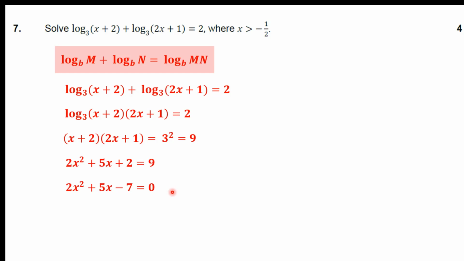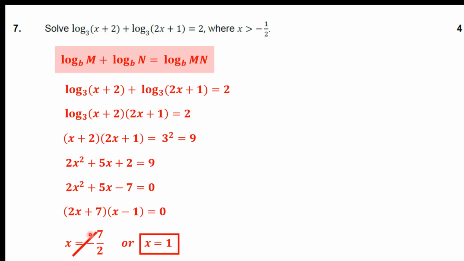Let's factorise if we can, and we can. That's what the factors become, and then the two answers will be x equals negative 7 over 2 or x equals 1. But if we go and look at the question, it says x is greater than negative a half. This is not, so take that out, and the answer is x equals 1, 4 marks.